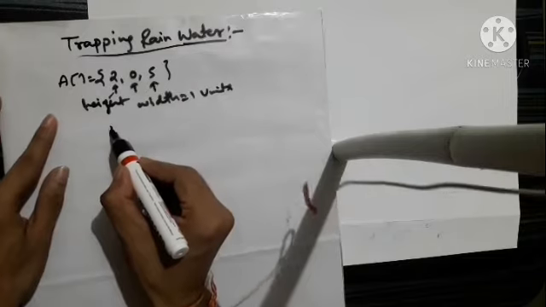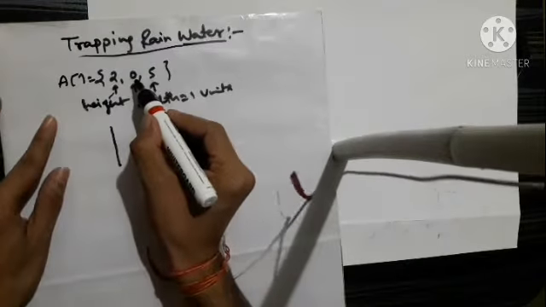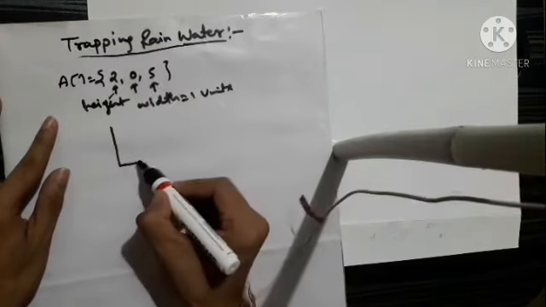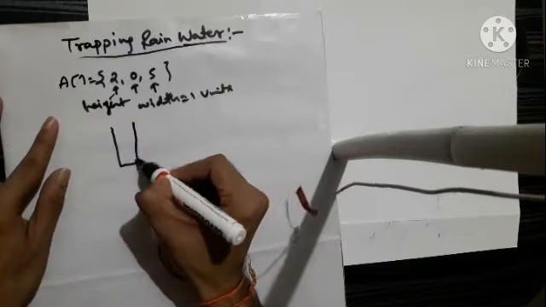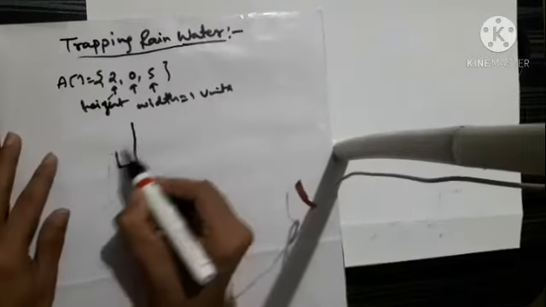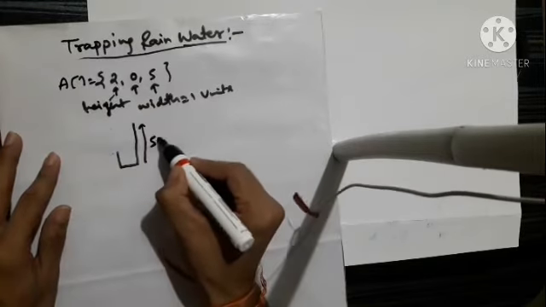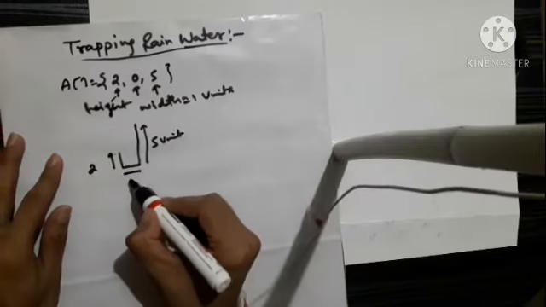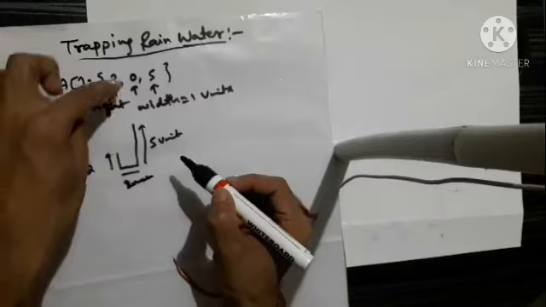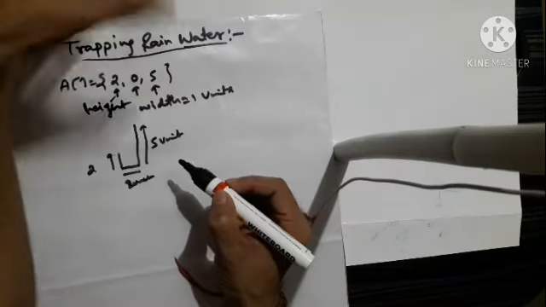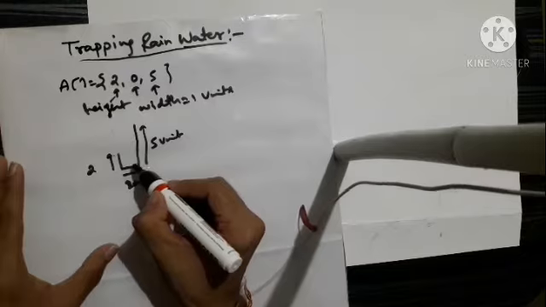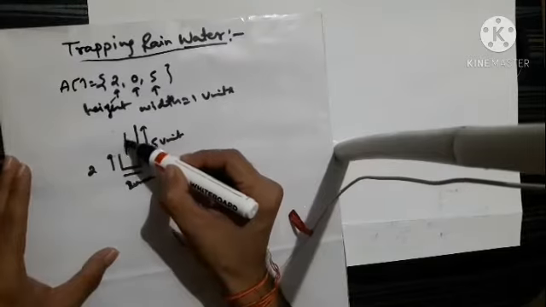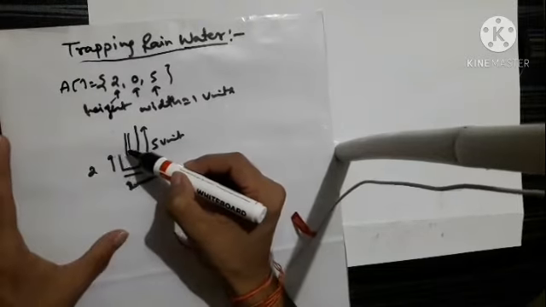We are indicating that at first we have a building of height 2 and then height 0. That means after 1 unit there is nothing, and after that we have a building of 5 units. Let's say this is a building of height 5 units, and this is a building of height 2 units, and in between there is a gap of 1 unit. Because at index 1 the building has height 0, so we have no building. And if rainwater falls in this space, the rainwater gets trapped in this space.